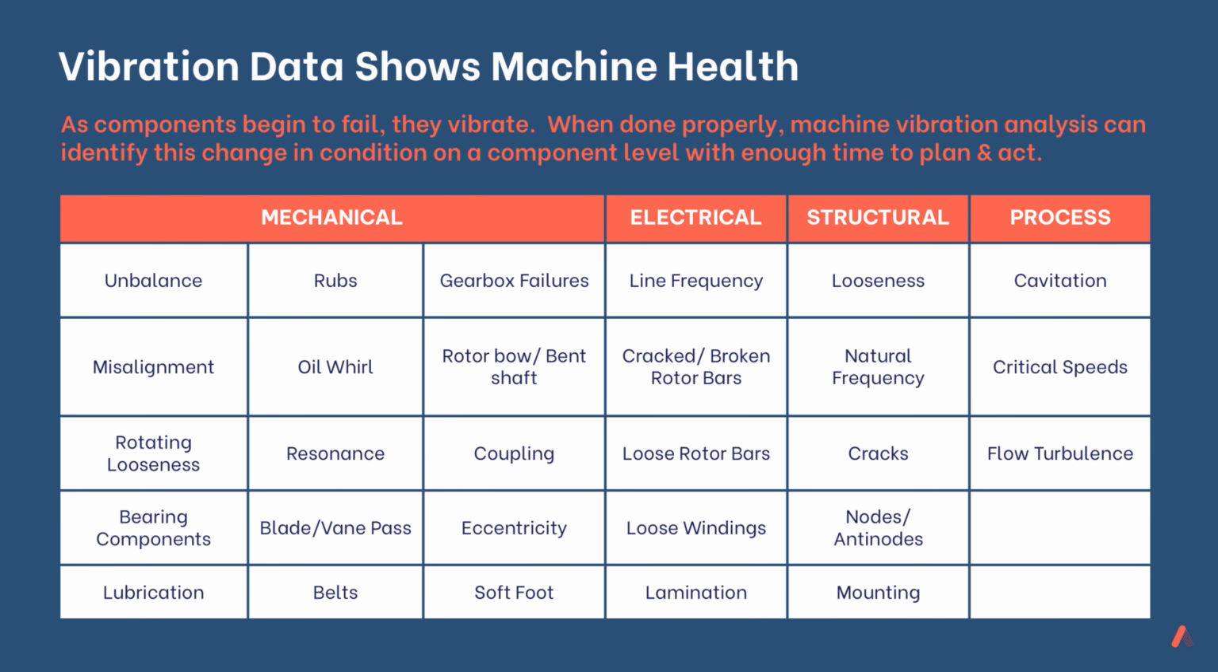Vibration data we can use to show machine health. And the whole point is to predict and act on failures so that they are not catastrophic and minimize the downtime of the machine and the plant. You have 4 major areas for these failures. They can be mechanical, electrical, structural, or process related. All of these failures can be identified and preemptively acted upon using vibration analysis.